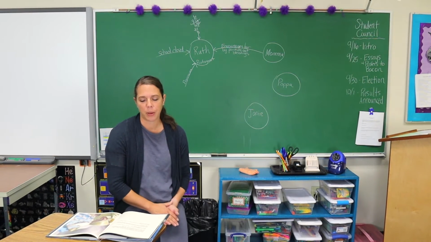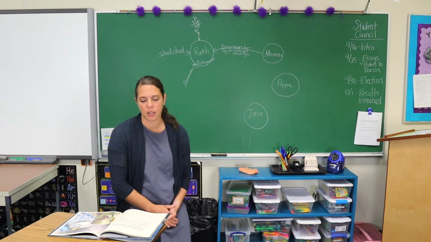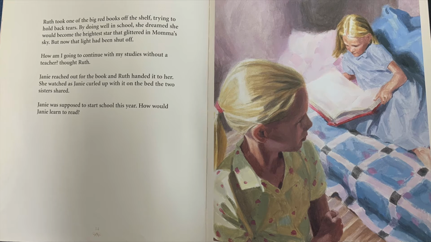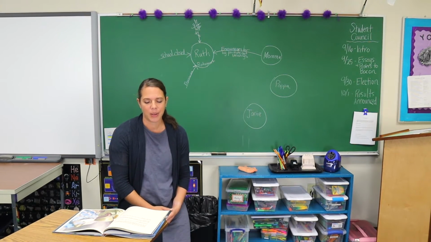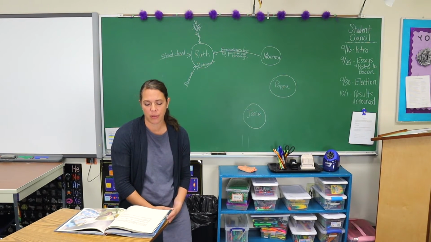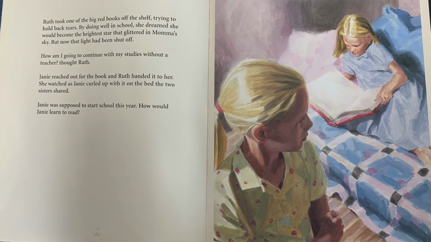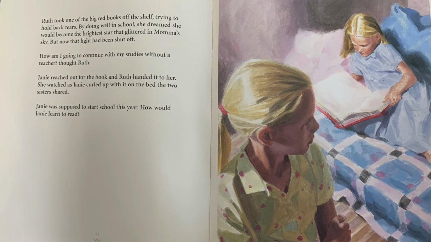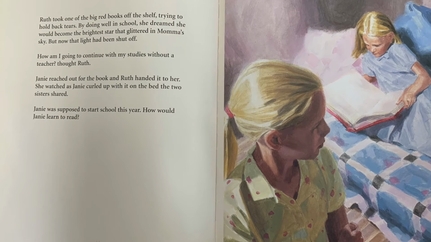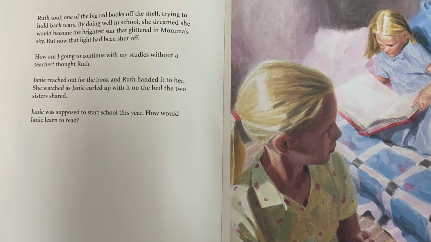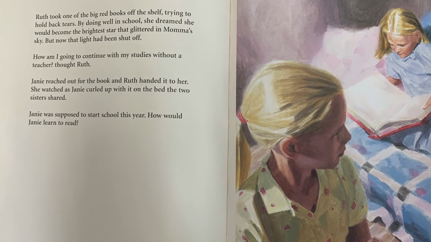Ruth took one of those big red books off the shelf, trying to hold back tears. By doing well in school, she dreamed she would become the brightest star that glittered in Mama's sky. But now that light had been shut off. How am I going to continue my studies without a teacher? thought Ruth. Janie reached out for the book and Ruth handed it to her. She watched as Janie curled up with it on the bed the two sisters shared.